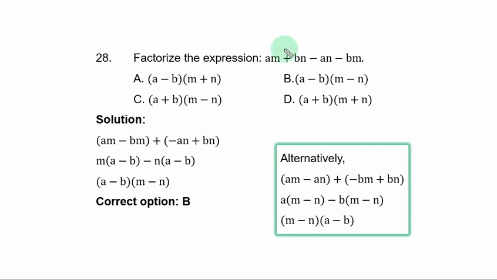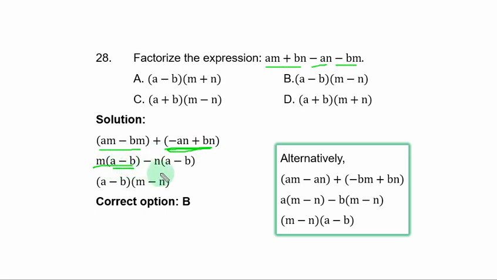Question 28. Factorize the expression am plus bn minus an minus bm. You factorize by grouping. So we take the first and last term as one group and the third and second term as one group. It is so because you have to follow the order of the letter. You have A before B. So here, you factor out m, you get this result.